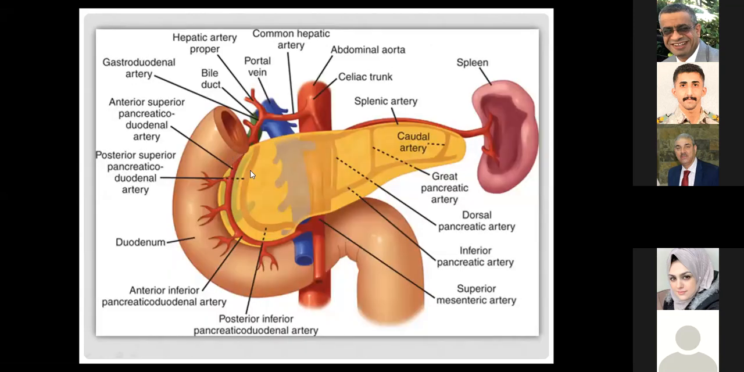Here we can see the anterior and posterior superior pancreatico-duodenal arteries, which branch from the gastroduodenal artery, which came from the hepatic artery, the common hepatic artery. And here we can see the anterior and posterior inferior pancreatico-duodenal arteries, which are branches of the superior mesenteric artery, directly from the superior mesenteric artery.